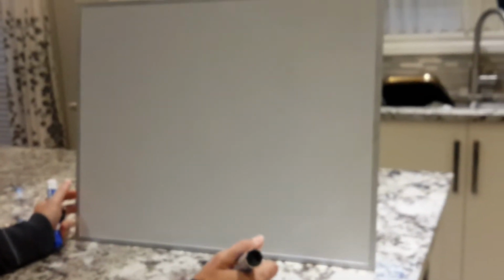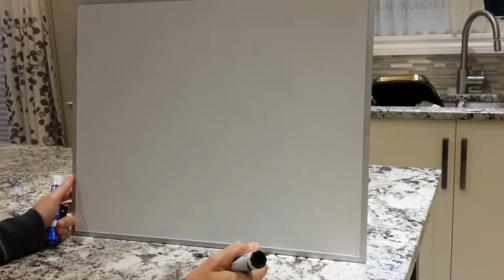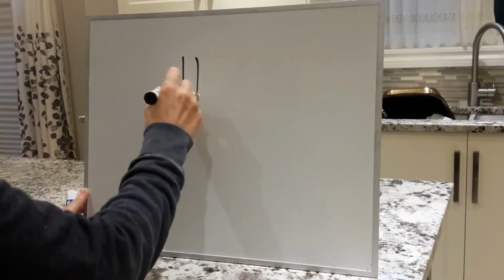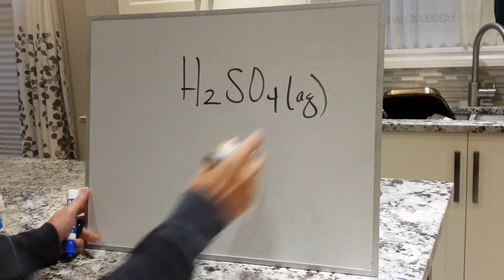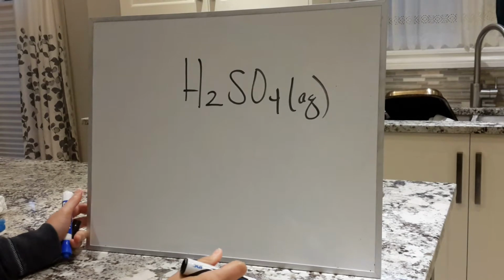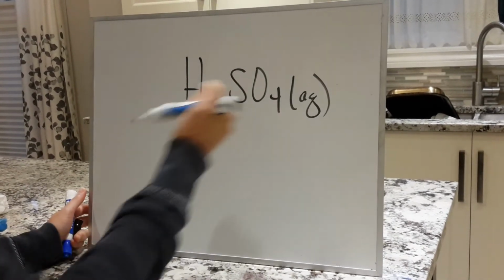We're going to talk today about how to name acid salts and how to convert acid salt formulas into names. So I want you to consider H2SO4, aq. This is not a salt, it's a neutral compound. In fact, this compound is referred to as an acid because it has hydrogen and it's dissolved in water.